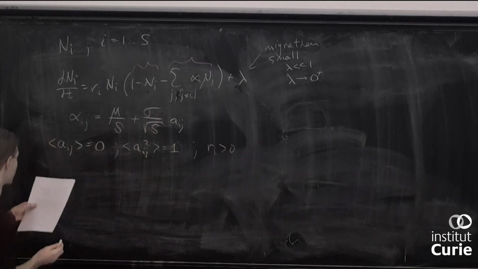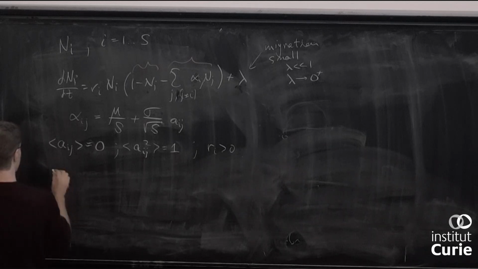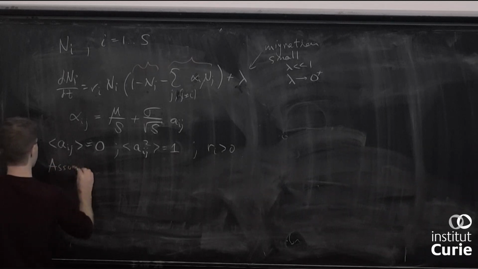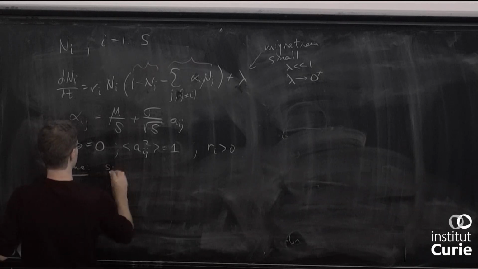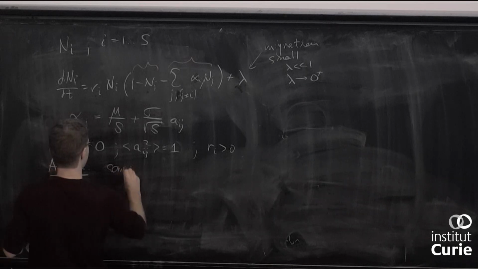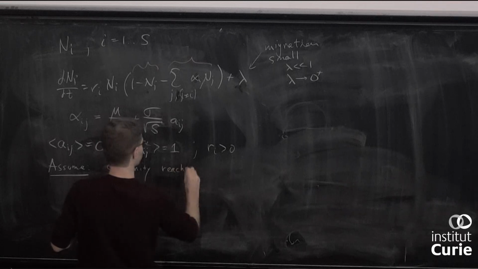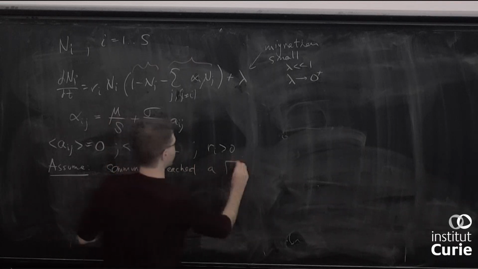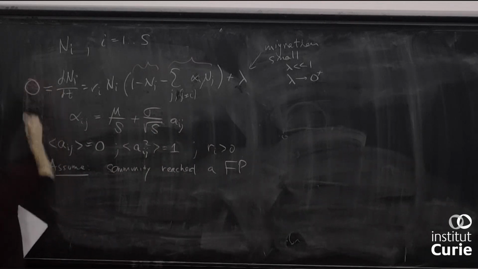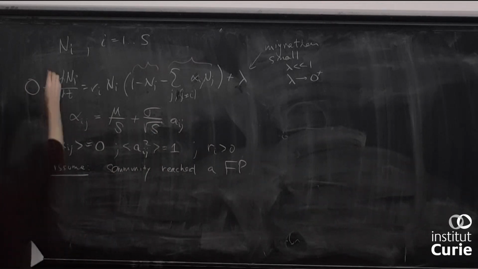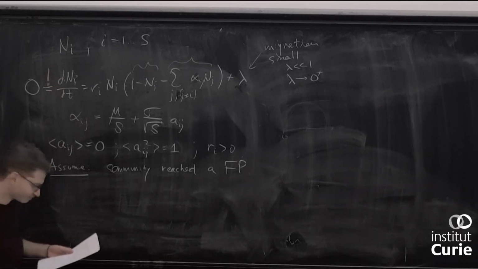Okay, and now I want to ask, I'm going to assume that a system or a community has reached a fixed point. Okay? What does that mean? That means that these dynamics have reached 0 here. I'm at a long time. This has reached 0 here. Okay?